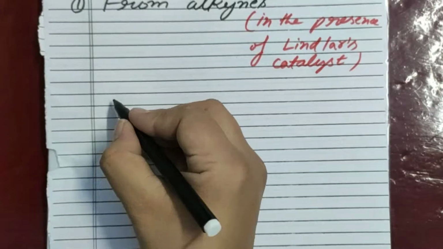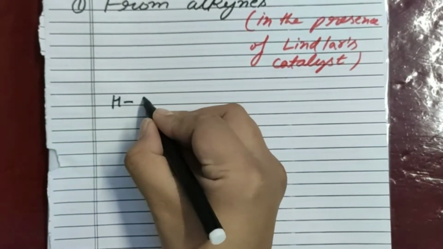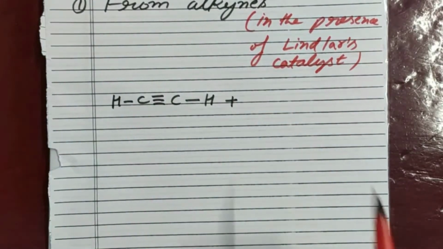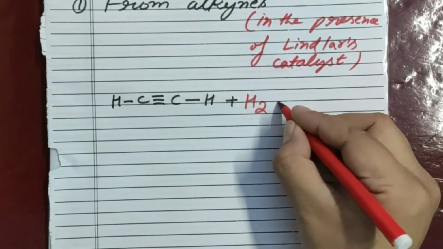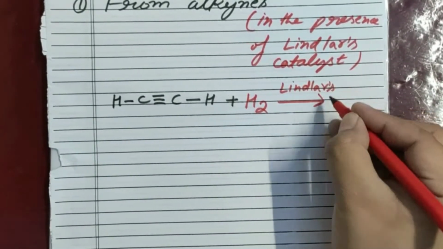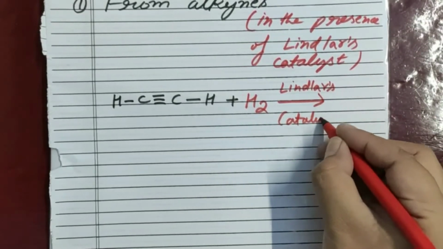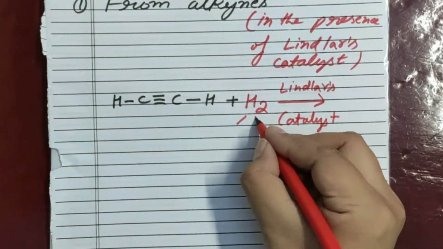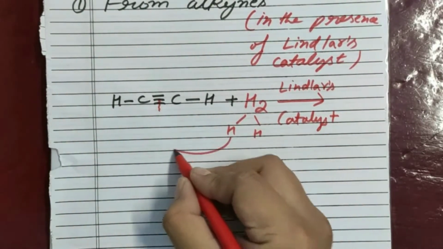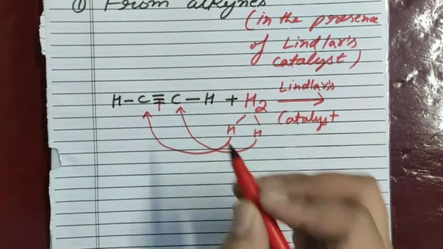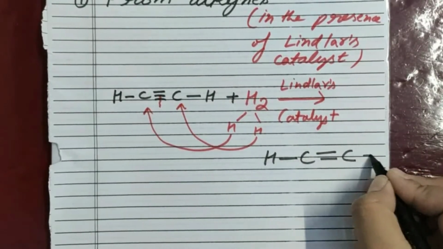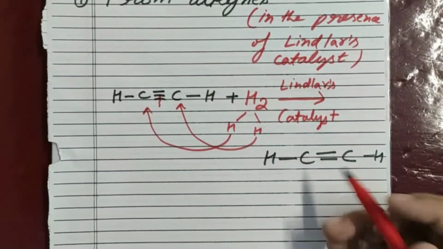So in this reaction we are going to take alkyne, and we are going to react that with hydrogen in the presence of Lindlar's catalyst. There are two hydrogen atoms in this. There will be dissociation of the bond from here. One hydrogen will combine here and one hydrogen will combine here. So what will be formed? HC double bond CH, and these two hydrogens will combine here.